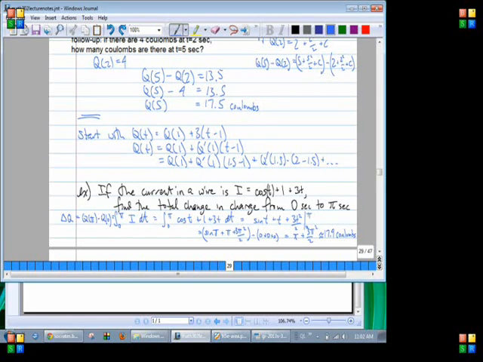Would it be wrong if we didn't find the 17.9? Good question. If you were to leave it as pi plus 3 pi squared over 2, mathematically that's correct, as long as you put coulombs. However, imagining that this is an applied situation, you'd probably want to know about how much charge that is. So personally, I like to put that it's about 17.9. You don't have to, but I find it helpful because it reminds me of what I actually have in my hands.